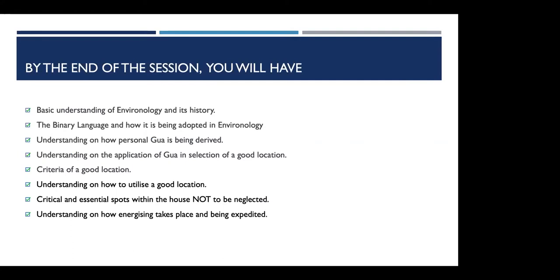Okay. So by the end of the session, you will have a basic understanding of environology and its history, the binary language and how it's been adopted in environology, how personal qua is being derived, the application of qua and selection of a good location, the criteria of a good location, how to utilize a good location, critical essential spots within the house that must not be neglected, and how energy takes place and is exploited.